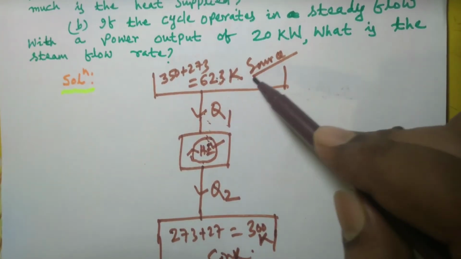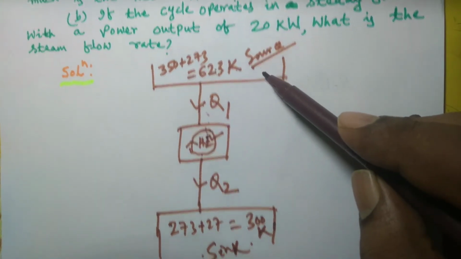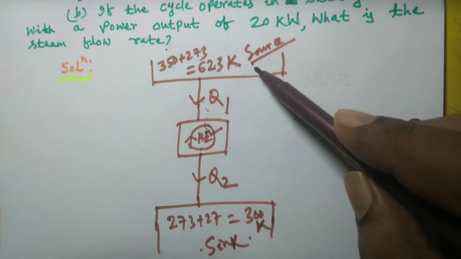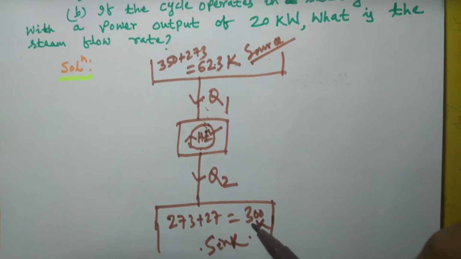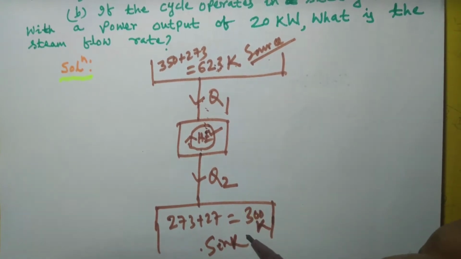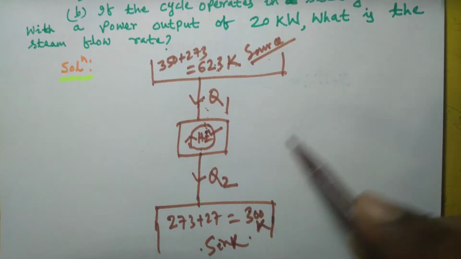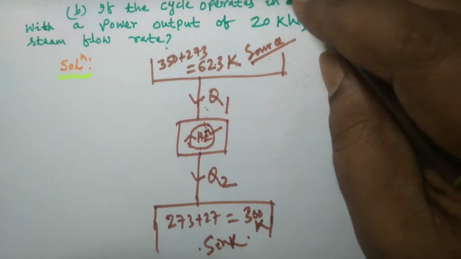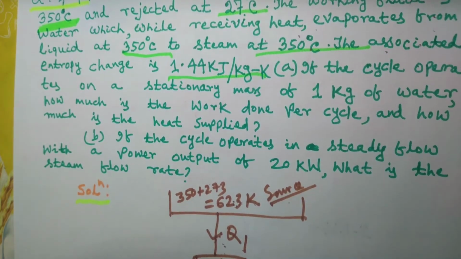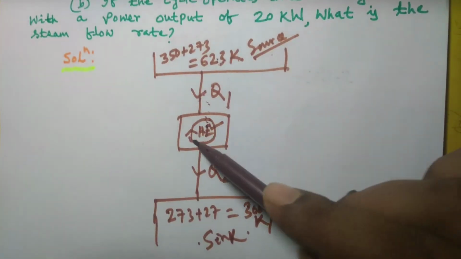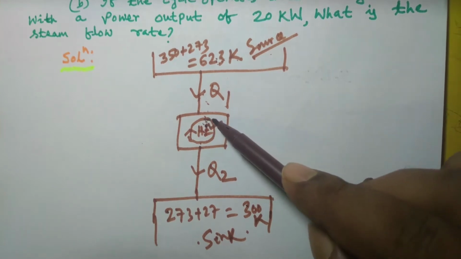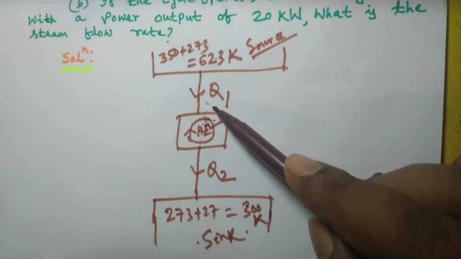That means no matter whatever heat you may extract from this reservoir, its temperature remains constant, and no matter whatever heat you may supply to this low temperature reservoir, its temperature will not increase. And the associated entropy change is 1.44 kilojoule per kg Kelvin. Obviously when heat is supplied to something, its entropy increases. In this case also the same thing happens.